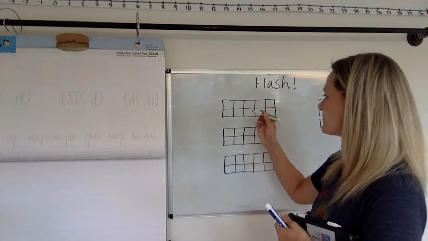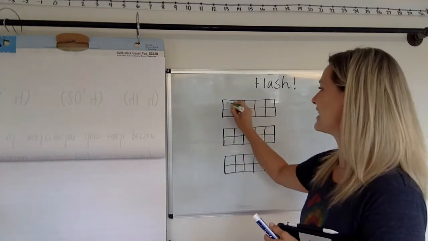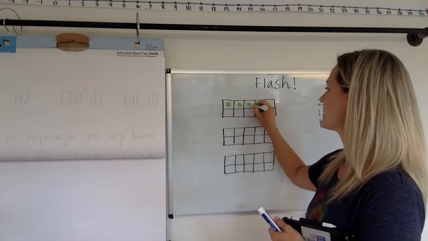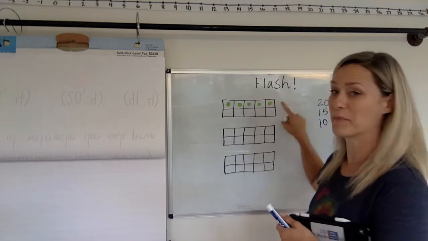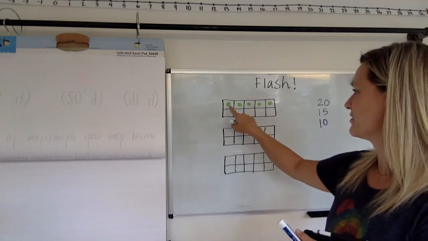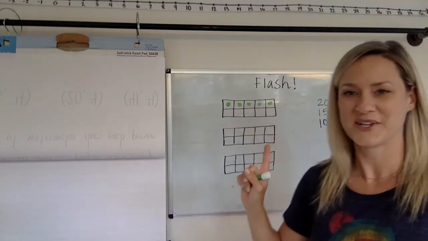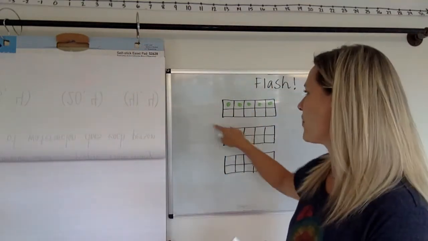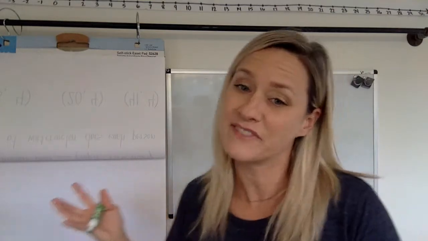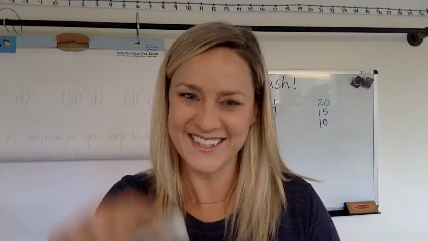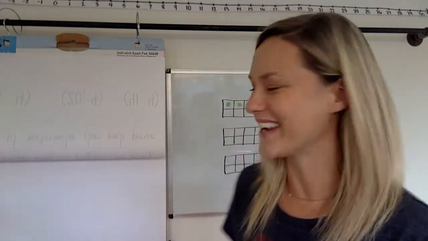So the first row looked like this. How many dots is that? Let's count them. Ready? 1, 2, 3, 4, 5. Okay, maybe you already knew it was 5 because you knew this whole thing was a 10 frame, and half of 10 is, say it, 5. You already knew that, right?